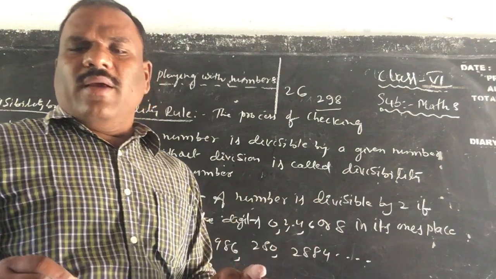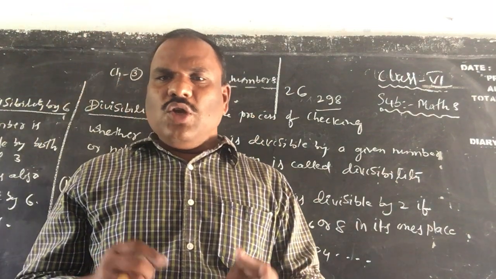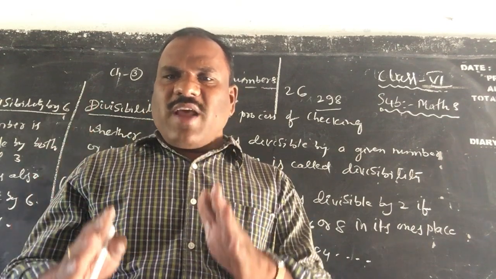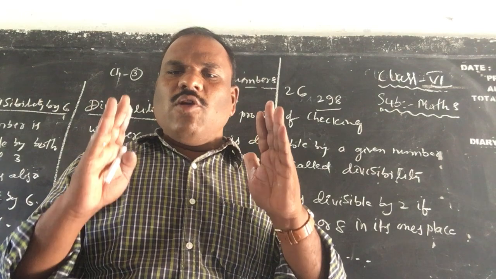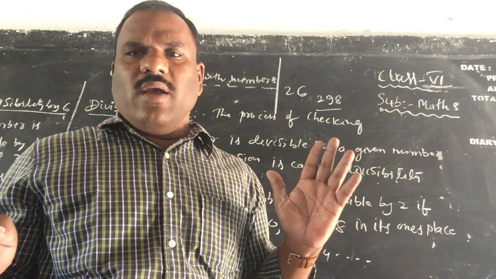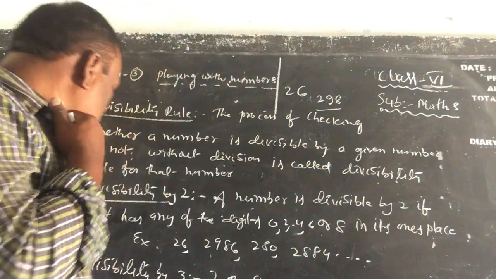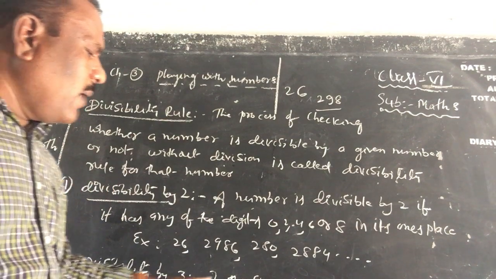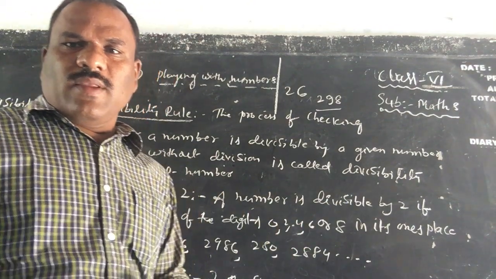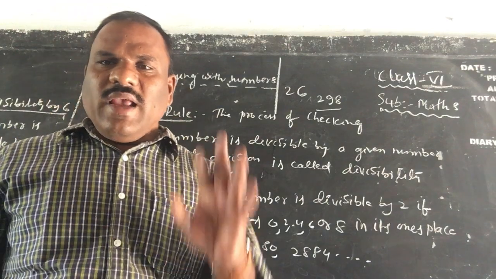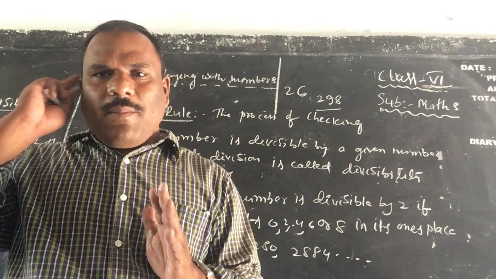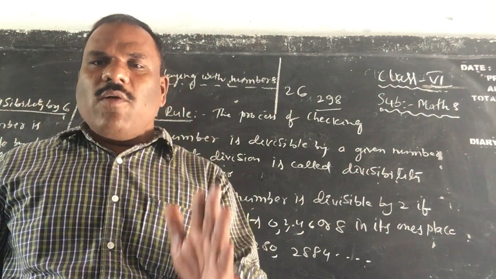So any number, if it contains 0, 2, 4, 6 or 8 in its ones place, is divisible by 2. Now the second one, divisibility by 3, children. If the sum of the digits is divisible by 3, then the number is divisible by 3.